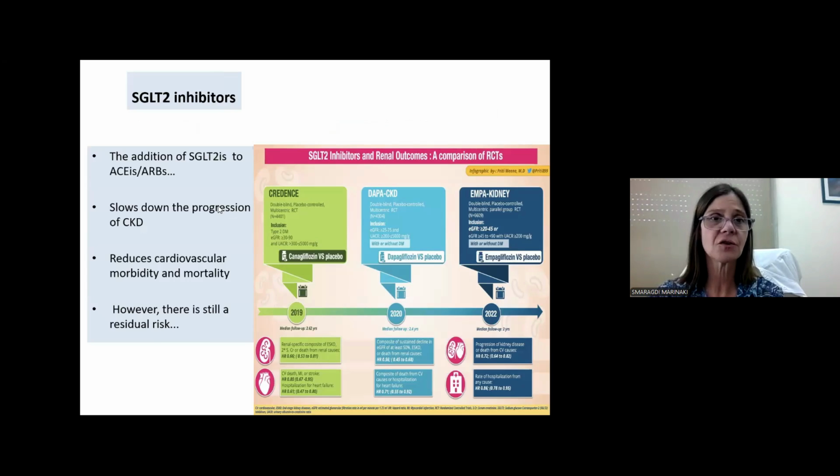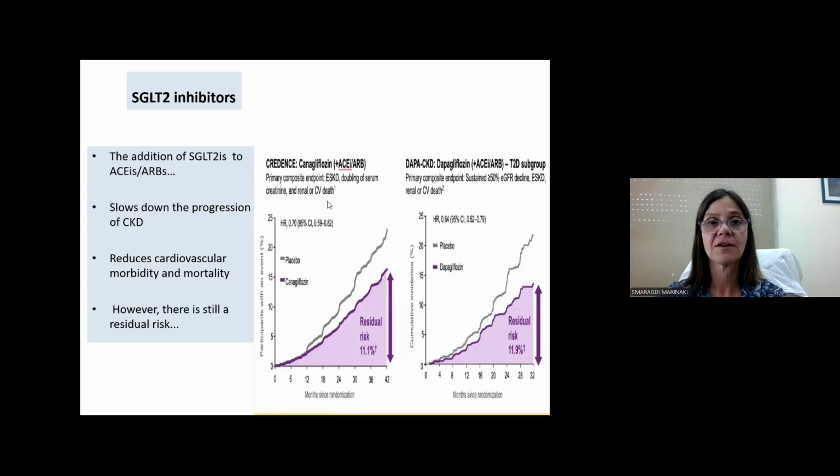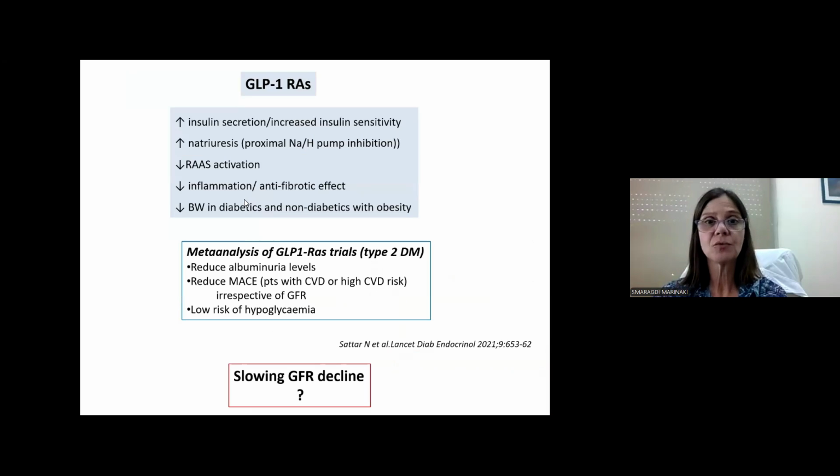So the addition of the SGLT2 inhibitors to ACE inhibitors and ARBs slows the progression of CKD and definitely reduces cardiovascular morbidity and mortality. However, there is still a residual risk, as we can see. And what can we do for this?